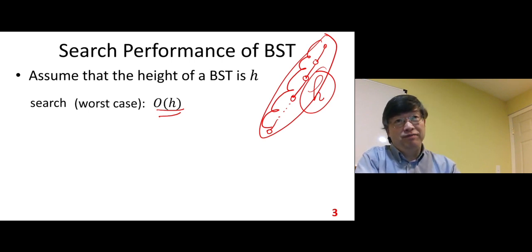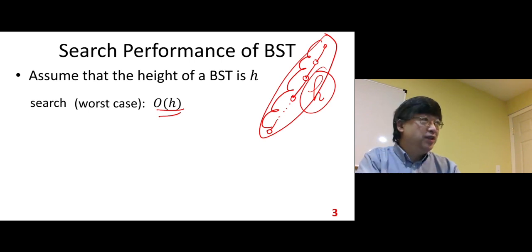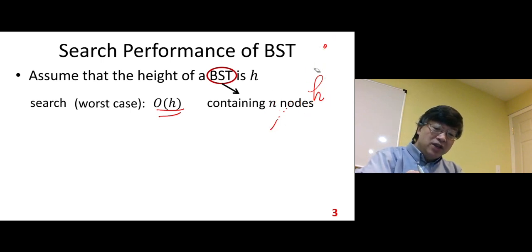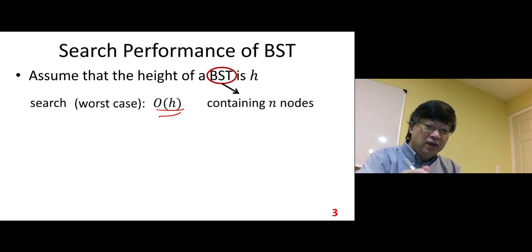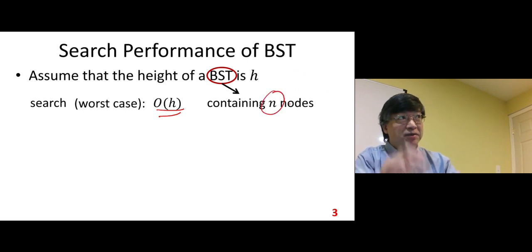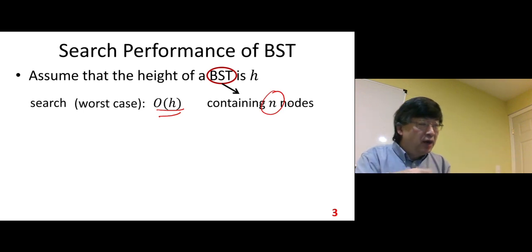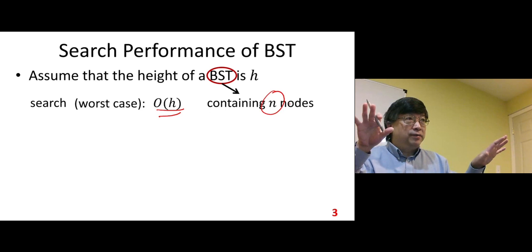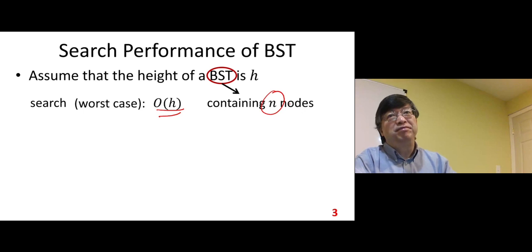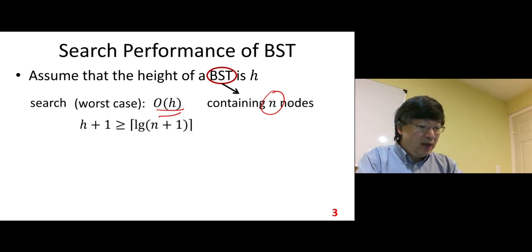What is the best case efficiency? The worst case is easy, but what is the best case? In order to look at the best case, let's assume we have n nodes total. The best case here, based on the balancing principle we learned before, we try to distribute these n nodes in a balanced way, in the most balanced way. Then we get a best case.